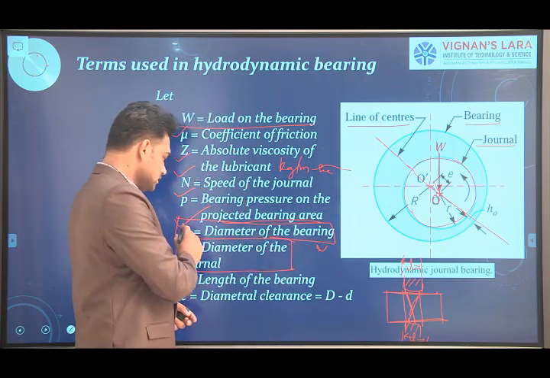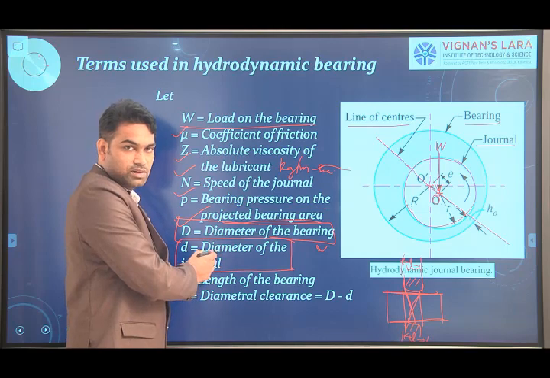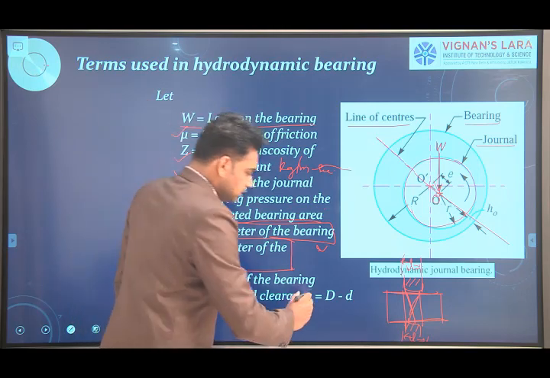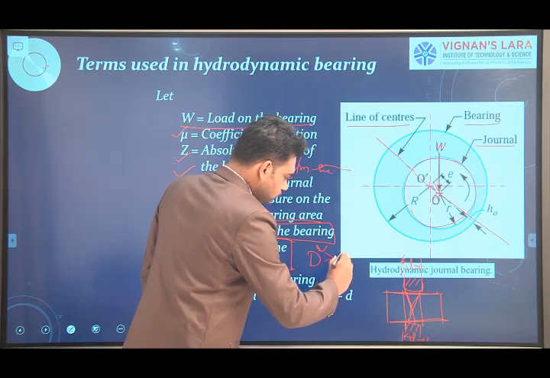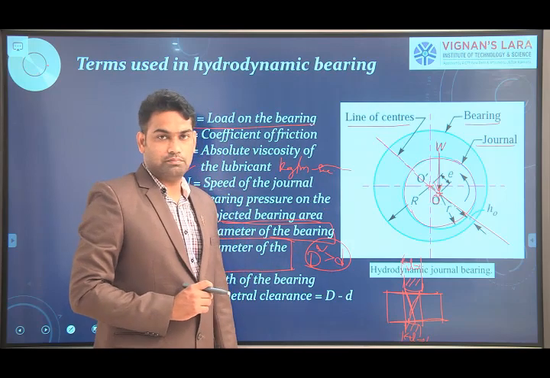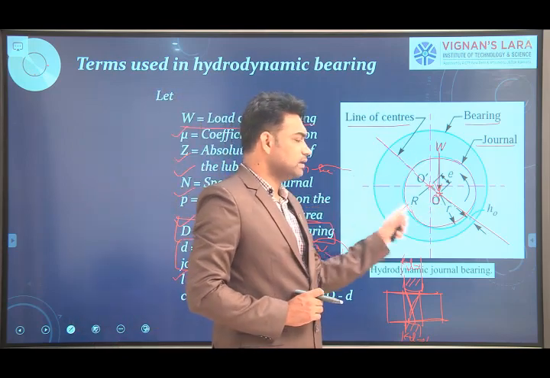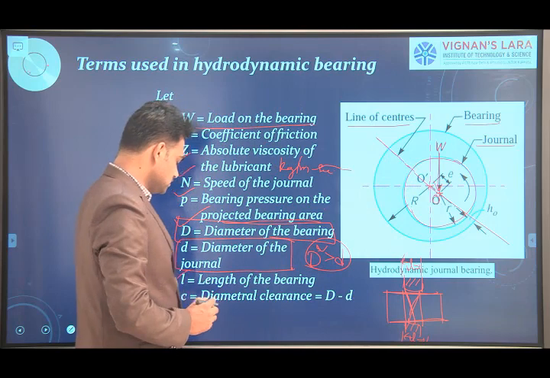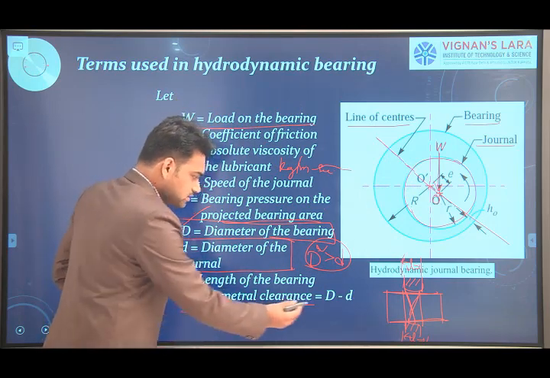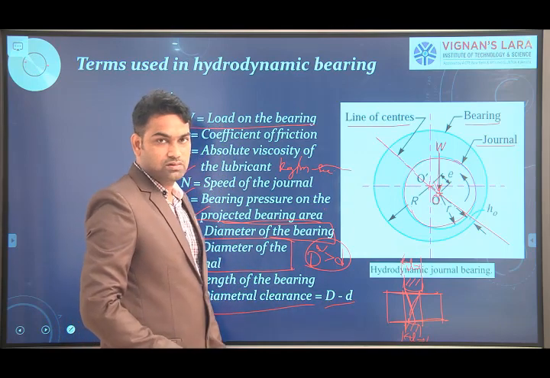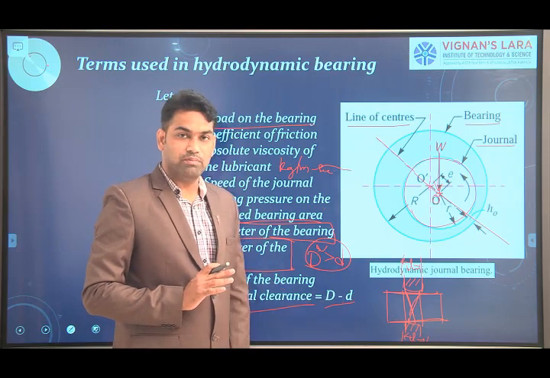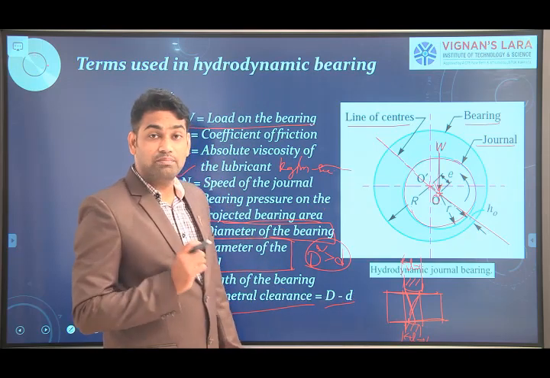Clear? That is, capital D is larger compared to small d, that is, the diameter of the journal is smaller compared to the diameter of the bearing. Capital D is always greater than the diameter of journal. That is what provides the clearance, and this diametral clearance is denoted by small c. So small c is the diametral clearance, and it is given by the difference of diameters of bearing and journal, capital D minus small d.